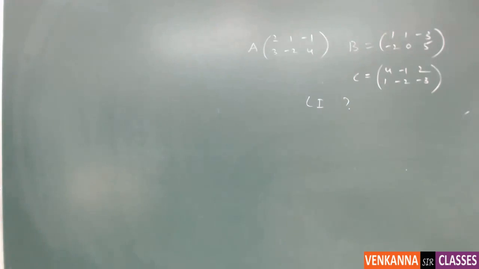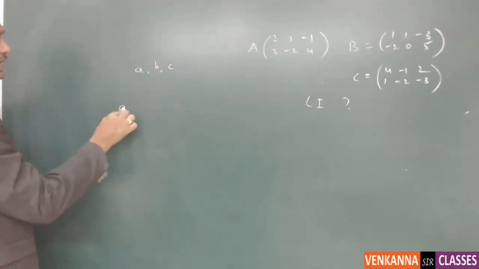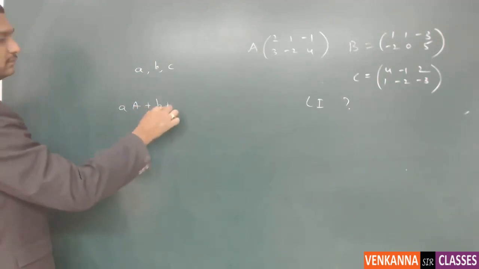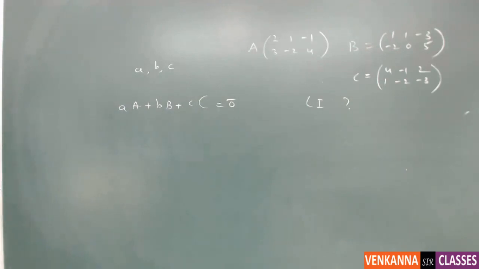Please understand, vector space concepts and definitions are applicable to all types of sets: matrices, polynomials, functions, numbers, points, everything. So if you know the definition fundamentally in a correct way, you can do any kind of problem very easily, with no difficulty at all. Let us write the linear combination first. You take any scalars A, B, C such that the linear combination equals 0 bar. What is meant by 0 bar here? Nothing but the 0 matrix.